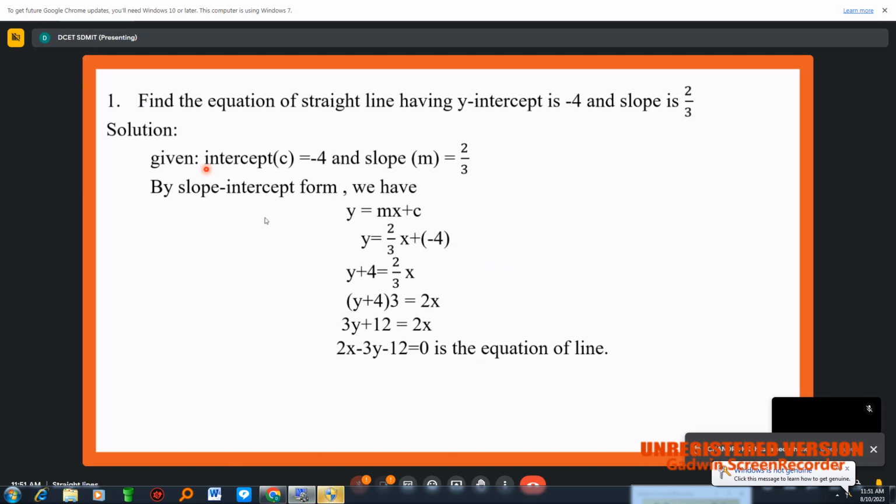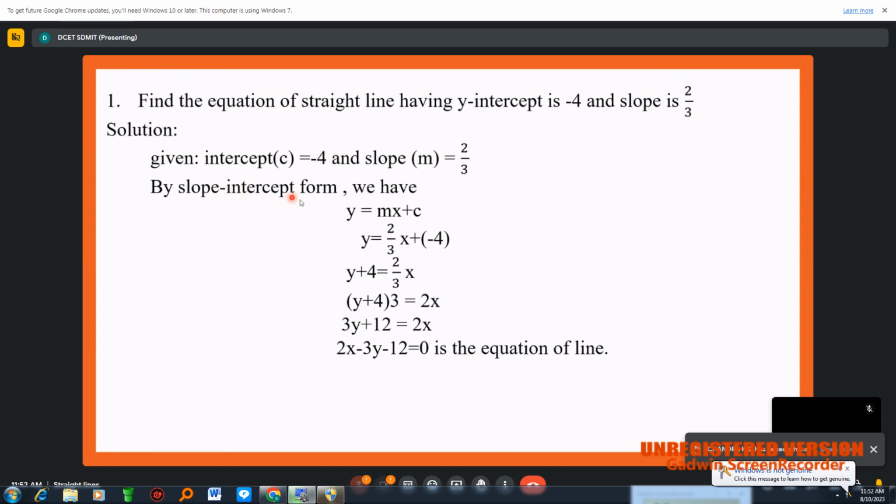So once go through this problem, if you find any doubt, you can ask. Yeah, so now they given it as intercept value. Intercept value ಎಷ್ಟು ಕೊಟ್ಟಿದ್ದಾರೆ -4 ಅಂತ ಕೊಟ್ಟಿದ್ದಾರೆ. Slope value ಎಷ್ಟು ಕೊಟ್ಟಿದ್ದಾರೆ 2/3.